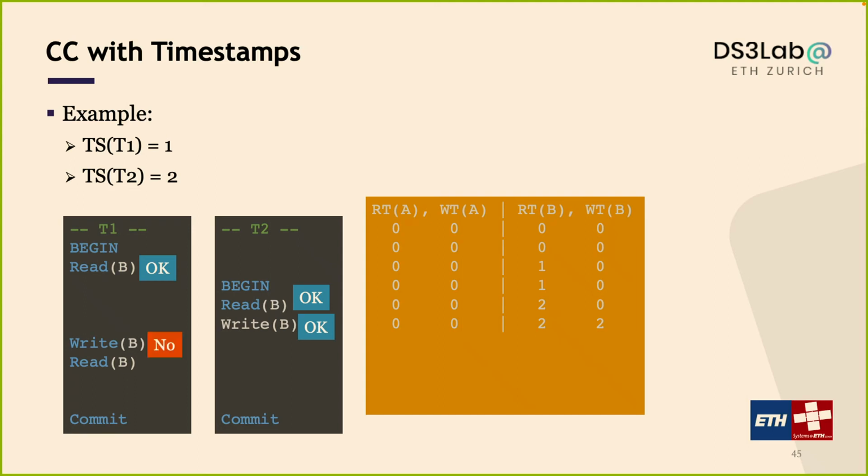We should not allow this because I'm T1. I'm supposed to happen before T2. I cannot write to a value. I cannot overwrite T2. There's no way in the serial order that I have the chance to overwrite T2, because T2 should happen after me. In this case, I roll it back, just abort T1, and T2 proceeds and commits. Okay? Makes sense, right?